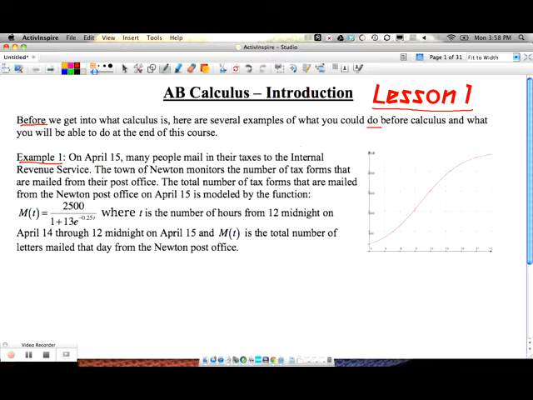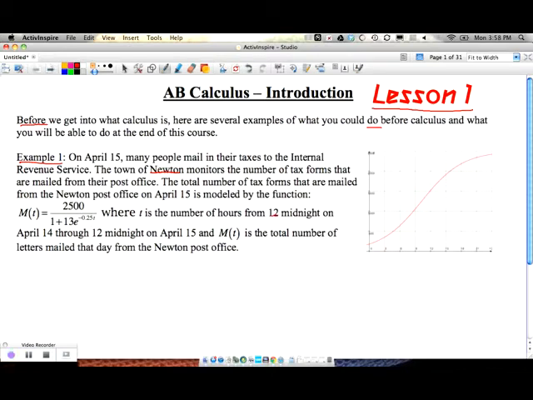On April 15th, many people mail their taxes to the Internal Revenue Service, also known as the IRS. The town of Newton, pun intended, monitors the number of tax forms that are mailed from their post office. The total number of tax forms that are mailed from the Newton post office on April 15th is modeled by this function. And it gives us time here along the bottom axis.